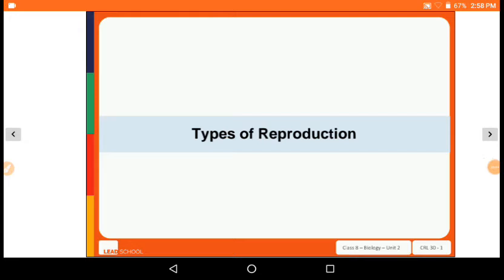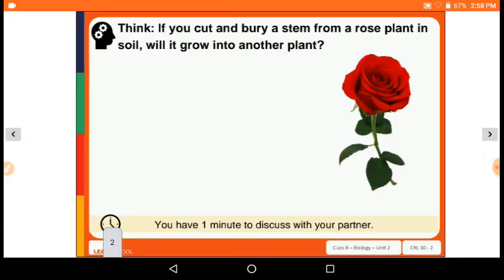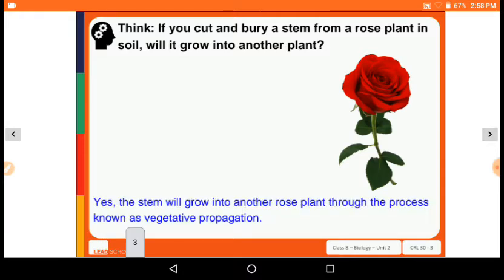Now let us start the types of reproduction. If you plant a cutting of the stem of a rose plant in soil, will it grow into another plant? You can say yes, the stem will grow into another rose plant through the process known as vegetative propagation.